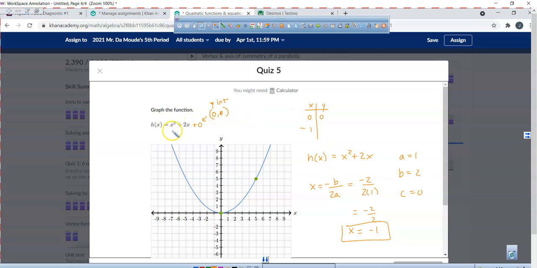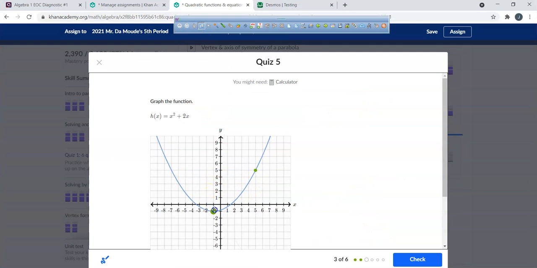Now all I'm going to do is take that negative 1 and plug it in. So instead of x squared, I'm going to put negative 1 squared. Instead of plus 2x, I'm going to put plus 2 times negative 1. That becomes 1 minus 2, which is negative 1. So my vertex is actually going to be at negative 1, negative 1. I'm going to have a vertex right here, and I'll have a 0 right there. So here's what it looks like: negative 1, negative 1, and 0, 0.